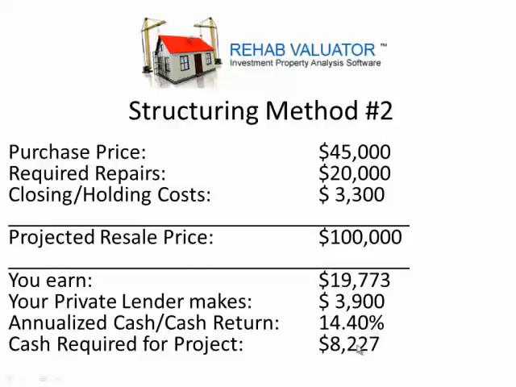But what if I showed you a way to go back to only needing $3,000 for this project, or zero if you can negotiate it into the loan, but giving your private lender almost a double rate of return than this, in the high 20s. Check this out. Structuring method number three. You make a little bit less, $17,000 in the deal. Your private lender makes a whopping $7,300, which is an annualized cash-on-cash return of 26.5%. And you only need $3,000 for the deal, or zero if you can get your lender to finance the closing and the holding costs.